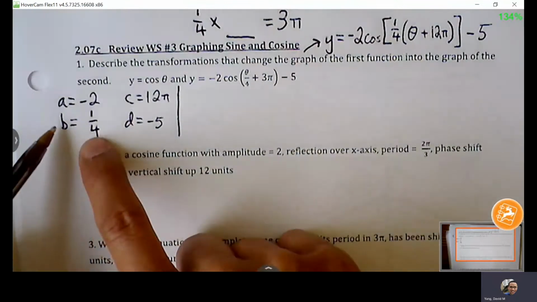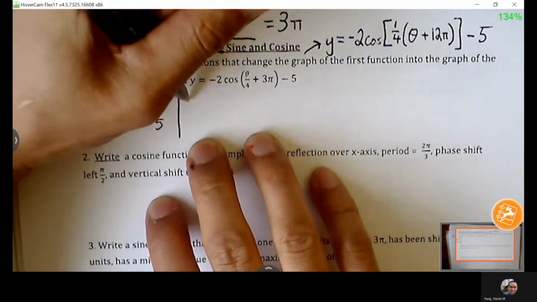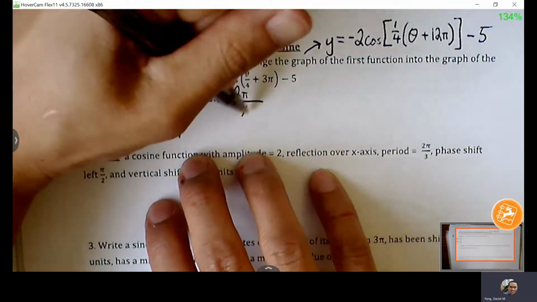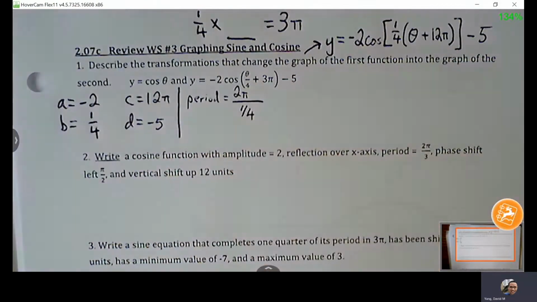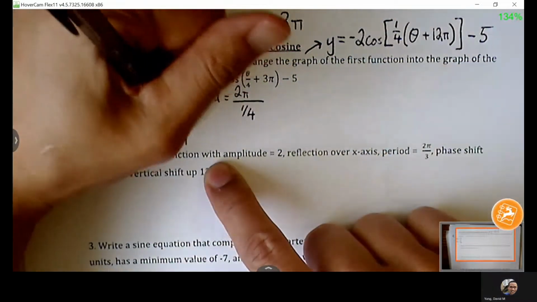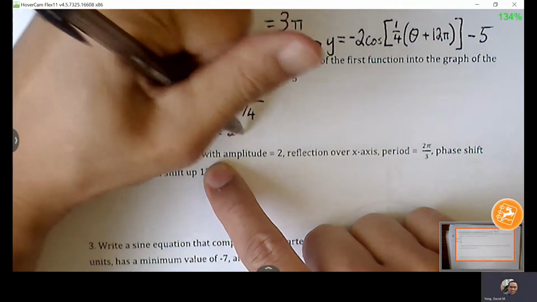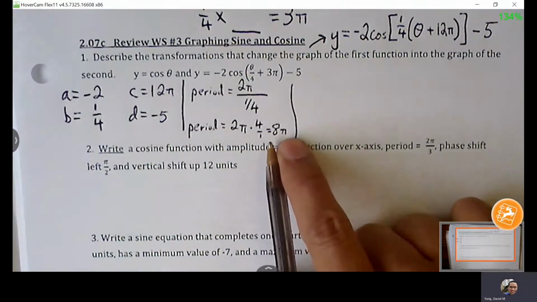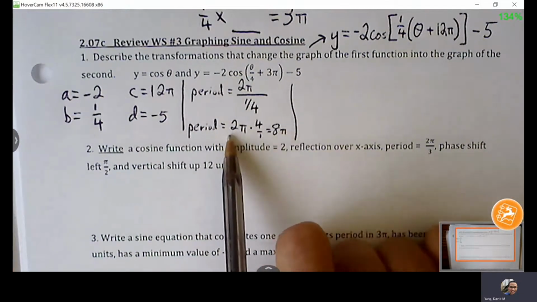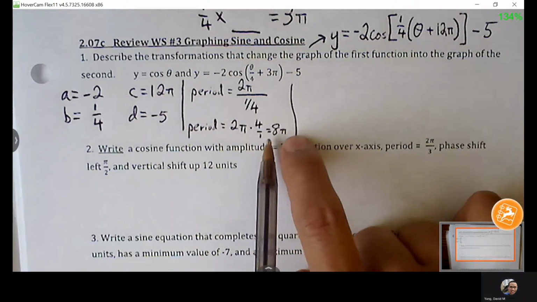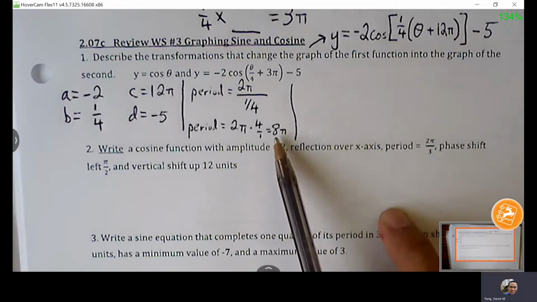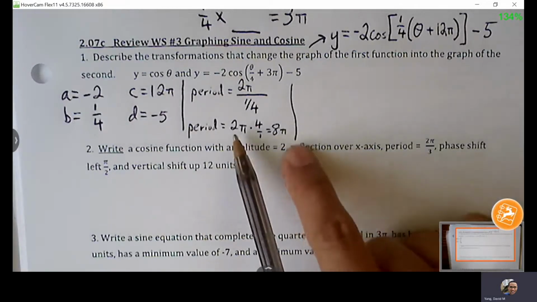Okay, so let's find our new period based off of the b value. Two pi divided by 1/4. Dividing by a fraction is the same thing as multiplying by the reciprocal. So this tells us something, right? If our original period is 2 pi, but now all of a sudden our new period is 8 pi, that's stretching, right? It's taking what initially was 2 pi, but now it's taking 4 times as long for it to complete that cycle. So we know that there's a horizontal stretch by a factor of 4 because we're comparing the old with the new.